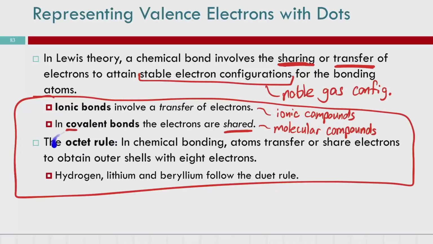Our octet rule is that when we are doing the chemical bonding, the transfer or sharing of electrons is to obtain outer shells, valence shells, with 8 electrons. Either by giving them away to strip off the outer shell, or accepting them to build up your outer shell, or by sharing them with friends, and they count for both of the shells. We'll talk about that all on Thursday.